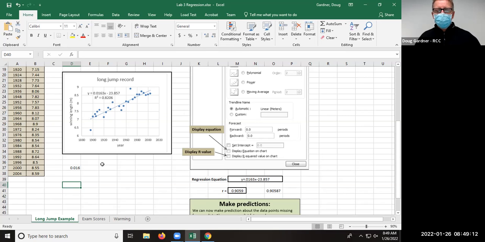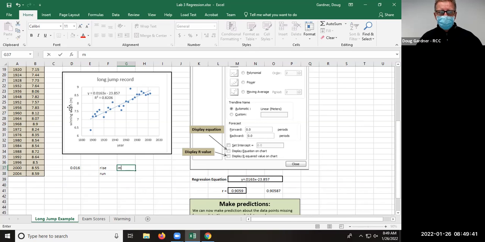Well, slope is found by taking the rise divided by the run. So I rise in this direction and I run in this direction. And so this is saying that slope is 0.016. I rise this direction, I run that direction, and that's the answer that I got. Well, what is the unit of my rise? It's meters.